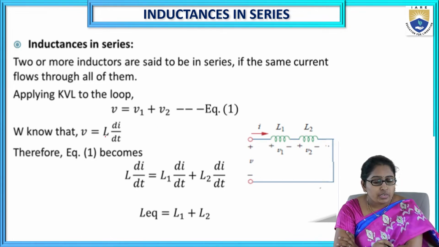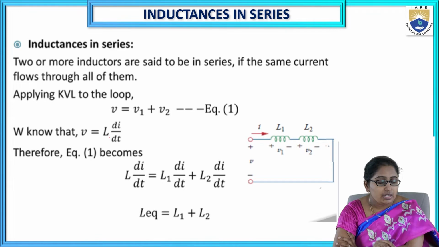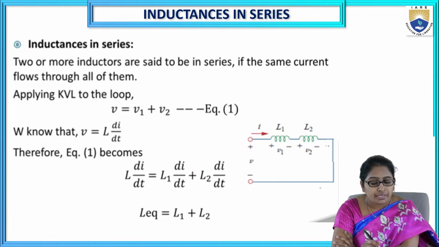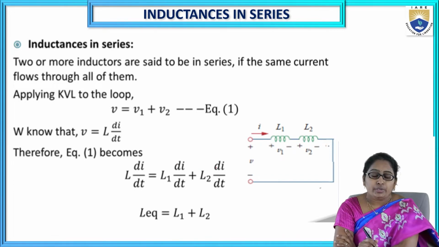Now, what is V1? What is V2? We know the voltage current relationship in the case of an inductor. In the case of an inductor, V equal to L into dI by dt. Accordingly, V1 is L1 into dI by dt, with respect to inductor 1, and V2 is L2 into dI by dt.